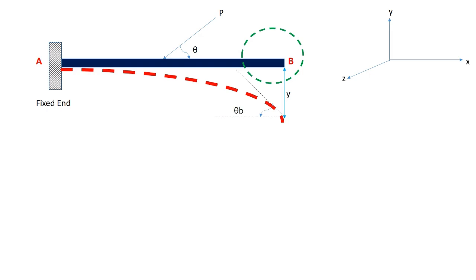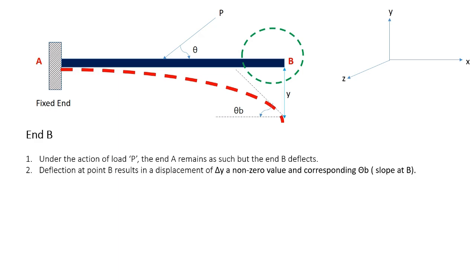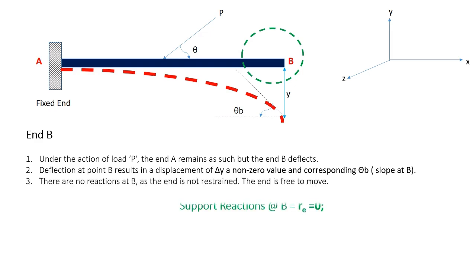So here at point B, there are no reactions as the end is not restrained. The end is free to move, so the support reaction at B is given as 0. This is a simple concept: there is no kind of force or any kind of support that restrains the end B. Hence, there is no restraint, there is no reaction. Now we will look into the end A.